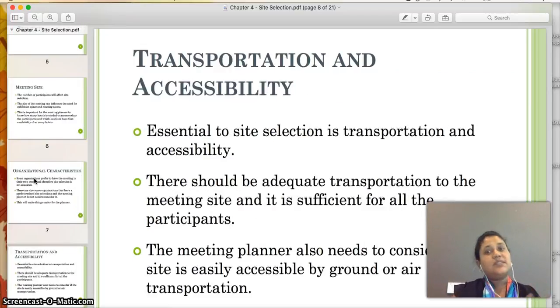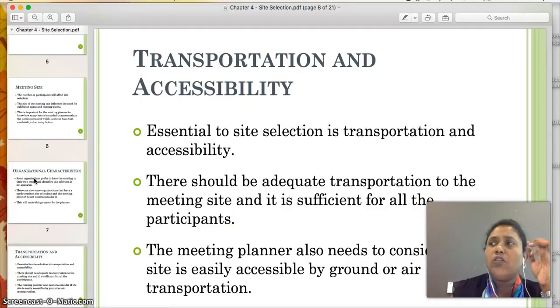And transportation accessibility, as the name implies, you need to know from one venue to another venue, how are you going to transport? Whether you're going to arrange special transportation, all these things have to be considered, all right?